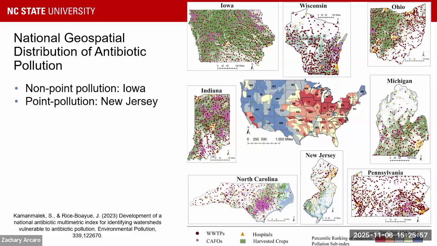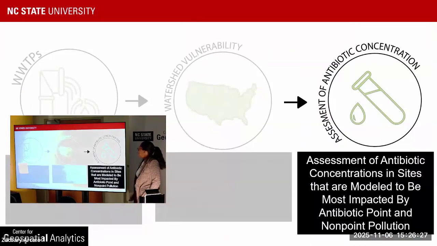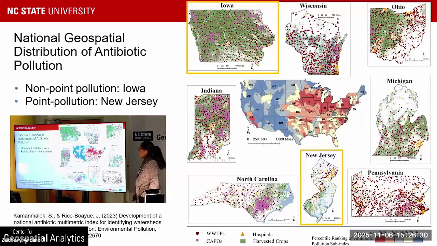All right, so briefly, we looked at this, and just a couple things to point out. We can look at non-point pollution. Iowa, the state, was the highest for non-point pollution, largely associated with a lot of the livestock agriculture out there. And secondly, for point pollution, we had New Jersey, largely due to the number of wastewater treatment plants that were present. We have more data, I will say.